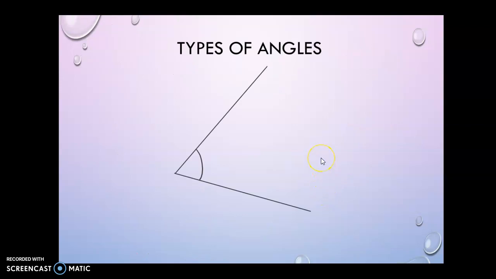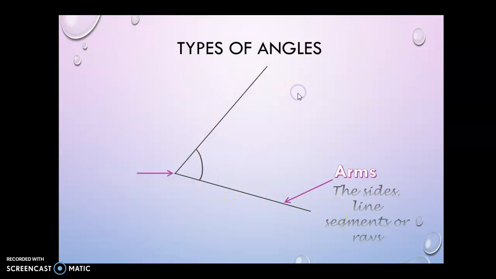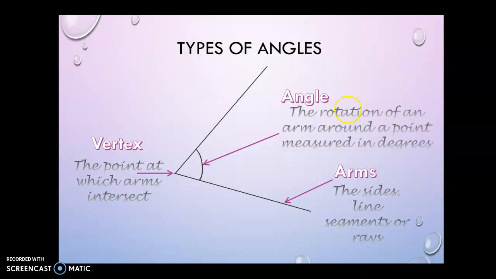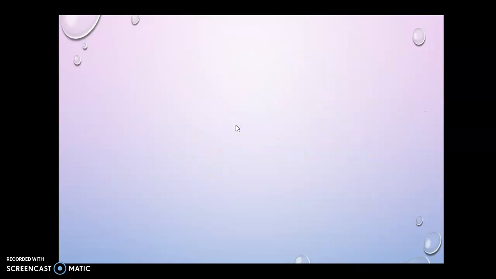Okay, now we're talking about types of angles. So this is an arm. It's the sides or the line segments or the rays. So these are arms. Okay, that's another arm. This point here is called the vertex. So where the arms meet. So that's your one arm, that's your other arm. And at the point at which the arms intersect or meet, that obviously is your angle, which is the rotation of an arm around a point measured in degrees. So that's how many degrees to tell you. Okay.